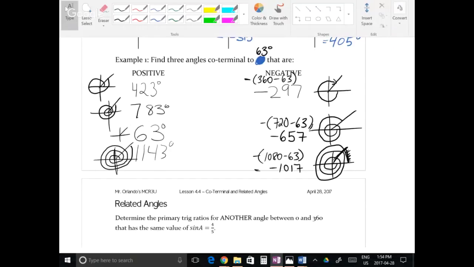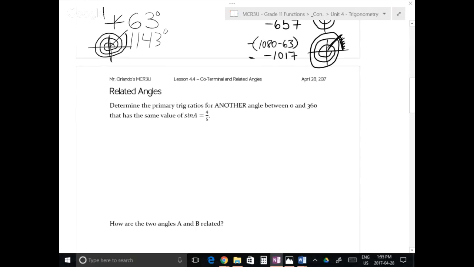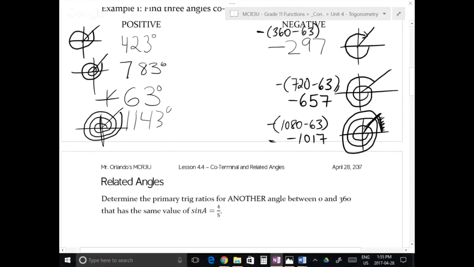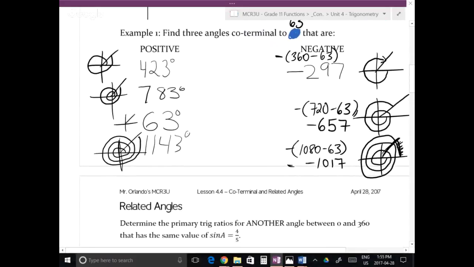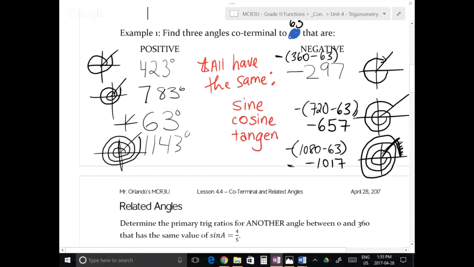Okay, so the point of this is to say that any rotation can be assigned an angle, and any rotation has a sine or a cosine. But all of these that are related, they're all the same. So we could put a little side note here. They all have the same sine, cosine, and tangent.